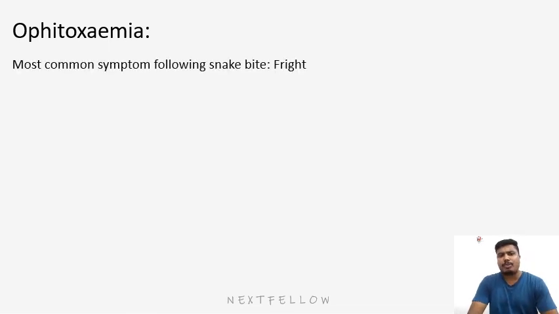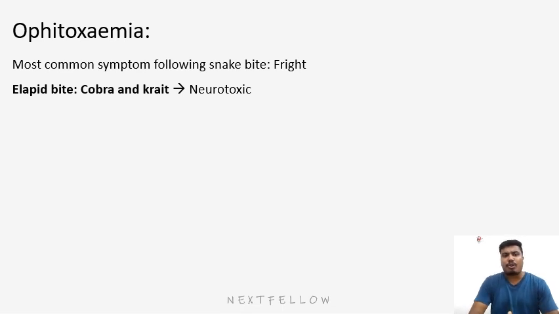Now we will learn about the signs and symptoms of specific snake bites. Now what is ophitoxemia? Ophitoxemia is poisoning by snake venom. Now the most common symptom following snake bite is fright, that is fear of sudden and unpleasant death, even if the snake is poisonous or not poisonous. Sometimes the fright is so much that it may lead to psychological shock, and even death in some cases.